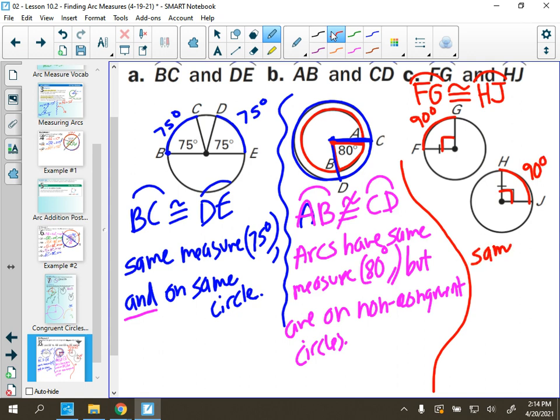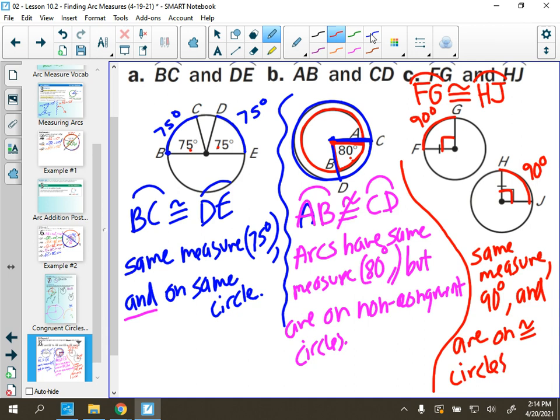Let's say that's actually been true for every single one of these. They've all had the same measure. So 75 and 75, 80 and 80, 90 and 90. But they're 90 degrees and are on congruent circles. And I think that's good. I mean, you could look at the markings and say, hey, there's a tick mark here, tick mark here. The radii are congruent. That's what makes the circles congruent. But I don't think we need to say that. I think we could acknowledge that, hey, those are congruent circles and say we're okay.